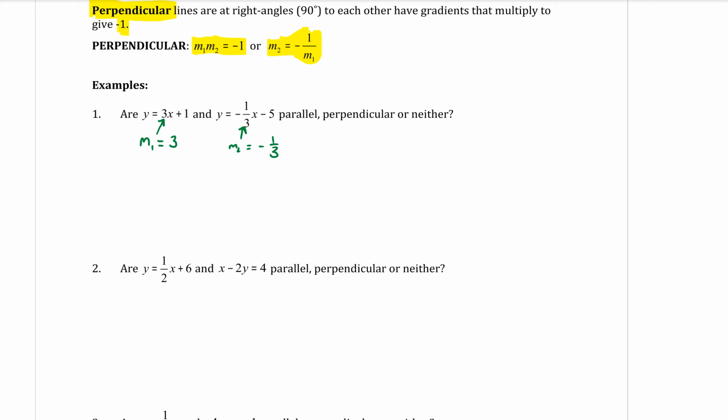Now we can see straight away that those gradients aren't equal, so the lines are not going to be parallel. But are they going to be perpendicular? Let's use our formula to double check. The first formula was m1 times m2. If I times those two gradients together, m1 was 3 and m2 was -1/3. And when you times those together, you do get a -1. So by timesing those gradients together and getting a -1, that means that they are therefore perpendicular.